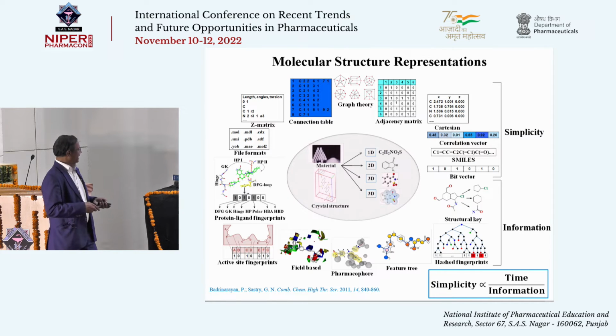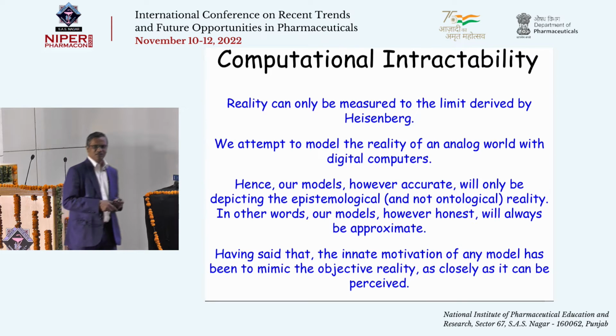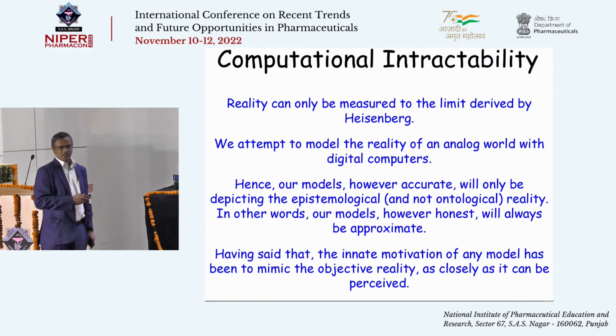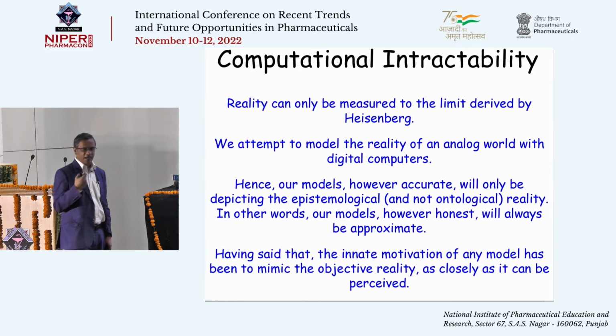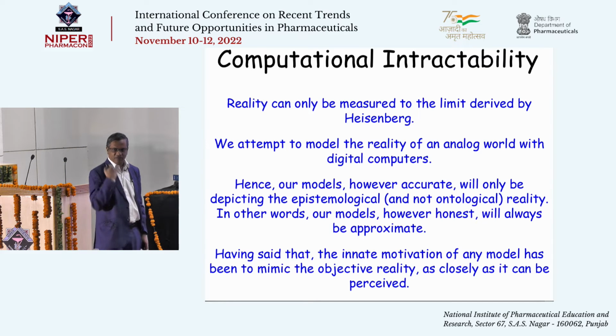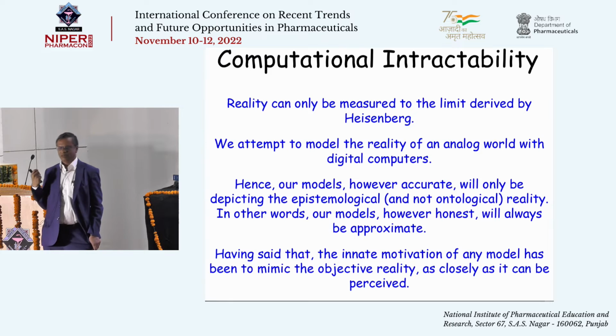If you want to simplify it, the information will be lost, and if you want to get more information, you will have to go to more complex things. Even at a fundamental level, reality can only be measured to the limit derived by Heisenberg. Heisenberg's uncertainty principle, all of you probably have heard at some point. It says that you cannot measure the position and the velocity or momentum of any particle with infinite precision. The very process of measuring will perturb the system when the system is very, very small.